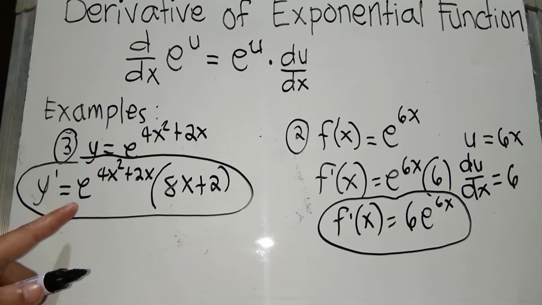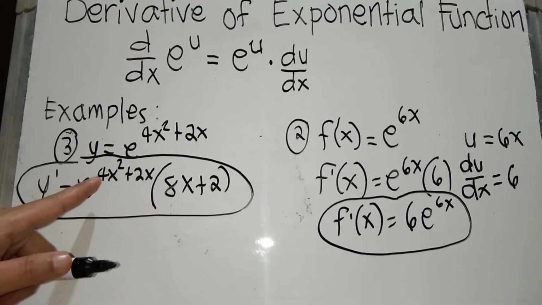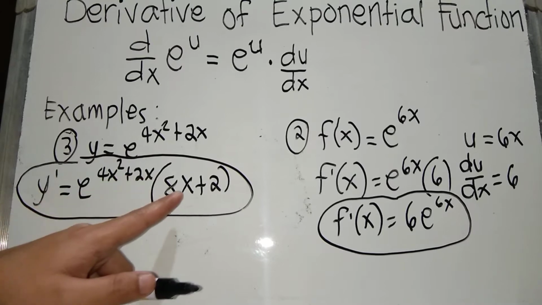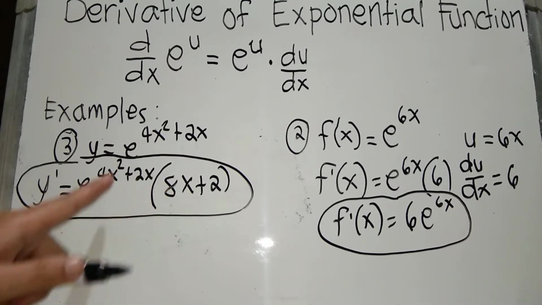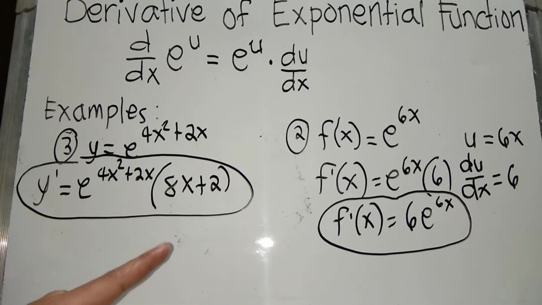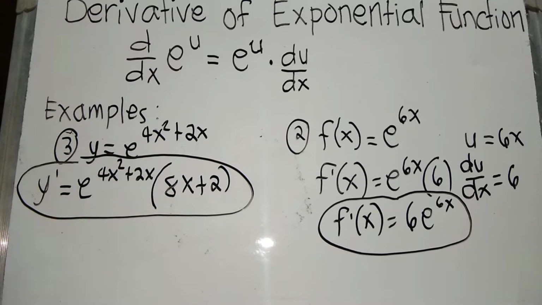Others would actually distribute e raised to the power of 4x squared plus 2x to 8x, and then e raised to the power of 4x squared plus 2x to 2. So distributive property, you could also do that. But this is now already acceptable.